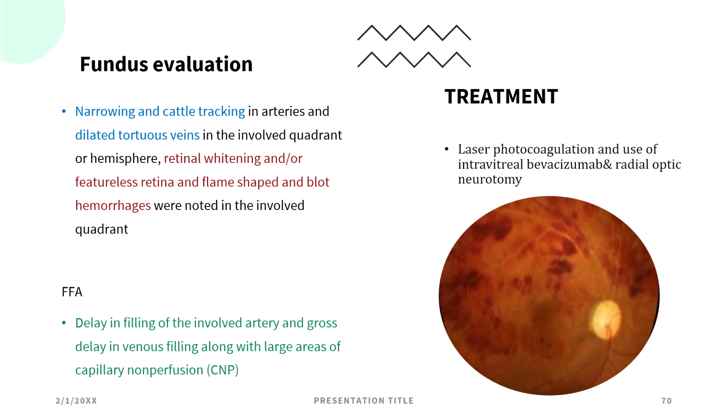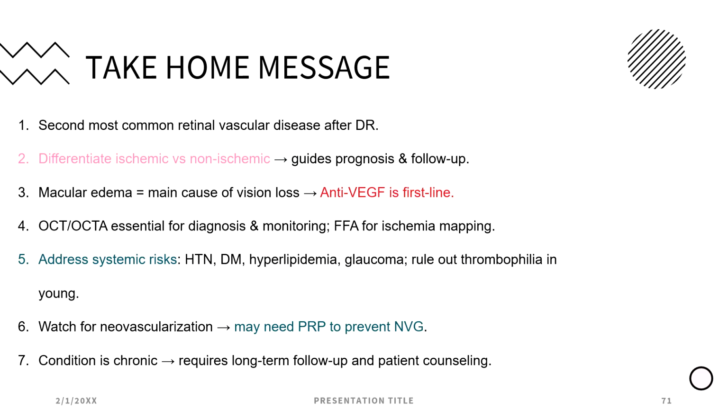Treatment is laser photocoagulation, use of intravitreal bevacizumab, and radial optic neurotomy. Take home message: retinal vein occlusions are the second most common retinal vascular disease after diabetic retinopathy. We have to differentiate between ischemic and non-ischemic CRVO to guide prognosis and follow-up. Macular edema is the main cause of vision loss, and the mainstay of treatment is anti-VEGF.